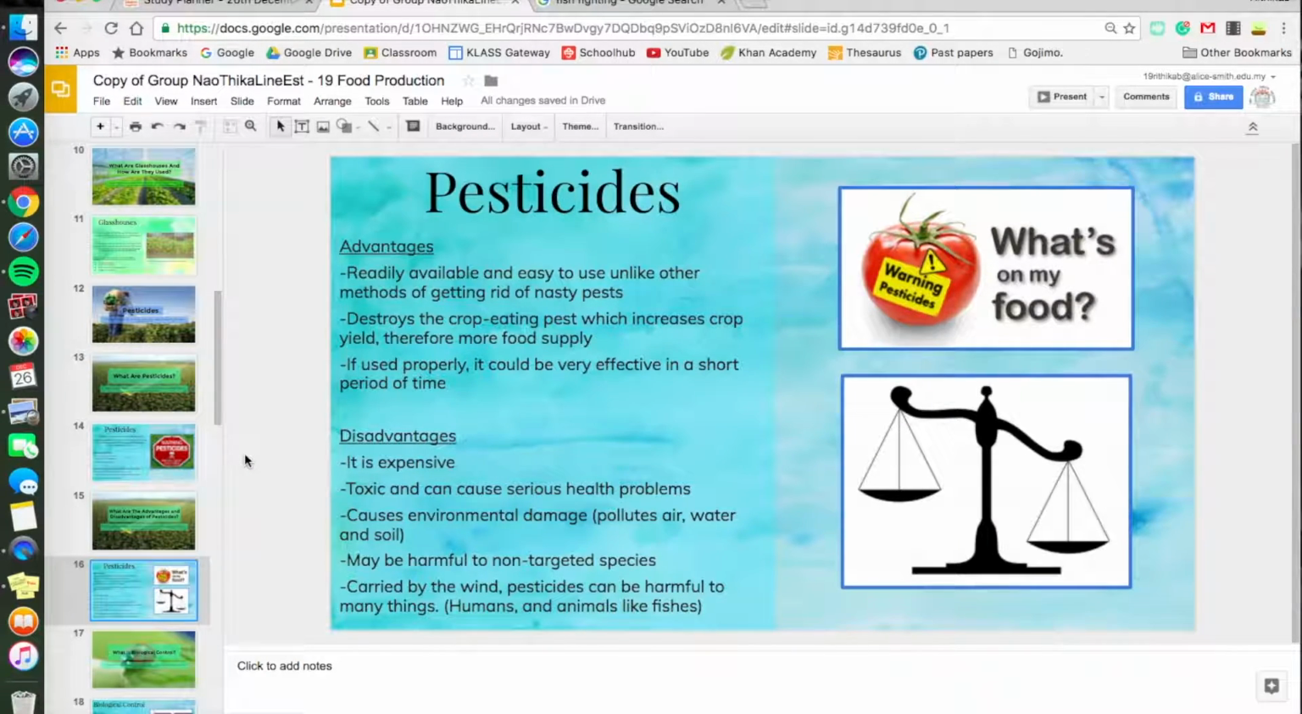The advantages and disadvantages of pesticides. The advantages are they're available almost everywhere, and they destroy the crop-eating pest fully without leaving a few. And if used properly, they can also be very effective in a short period of time. The disadvantages are that they're very expensive, toxic, and can cause health problems in humans. They cause environmental damage, such as air, soil, and water pollution, and they may also be harmful for non-targeted species of plant. Pesticides can also be carried away by the wind, affecting other animals outside of the glasshouse.